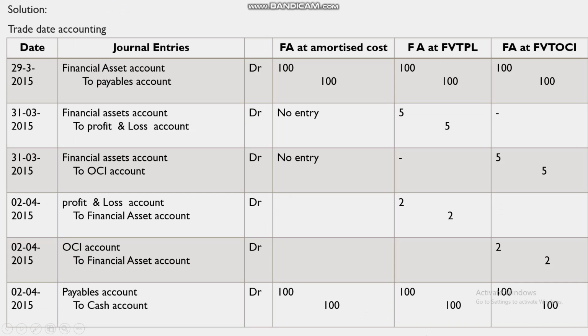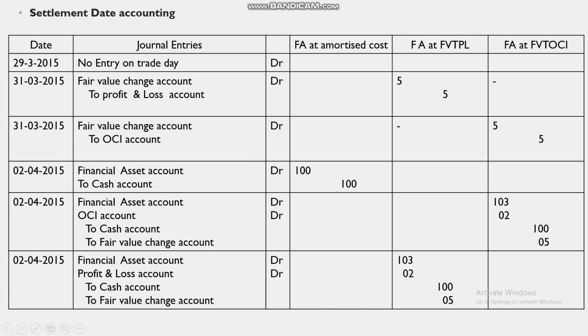If you compare both, there are not many differences, but you will get the difference in these two entries, and the only difference is the fair value changes account. Okay, and another is there is no entry on the trade day. So these differences will arise, but the ultimate effect on the balance sheet will be the same.